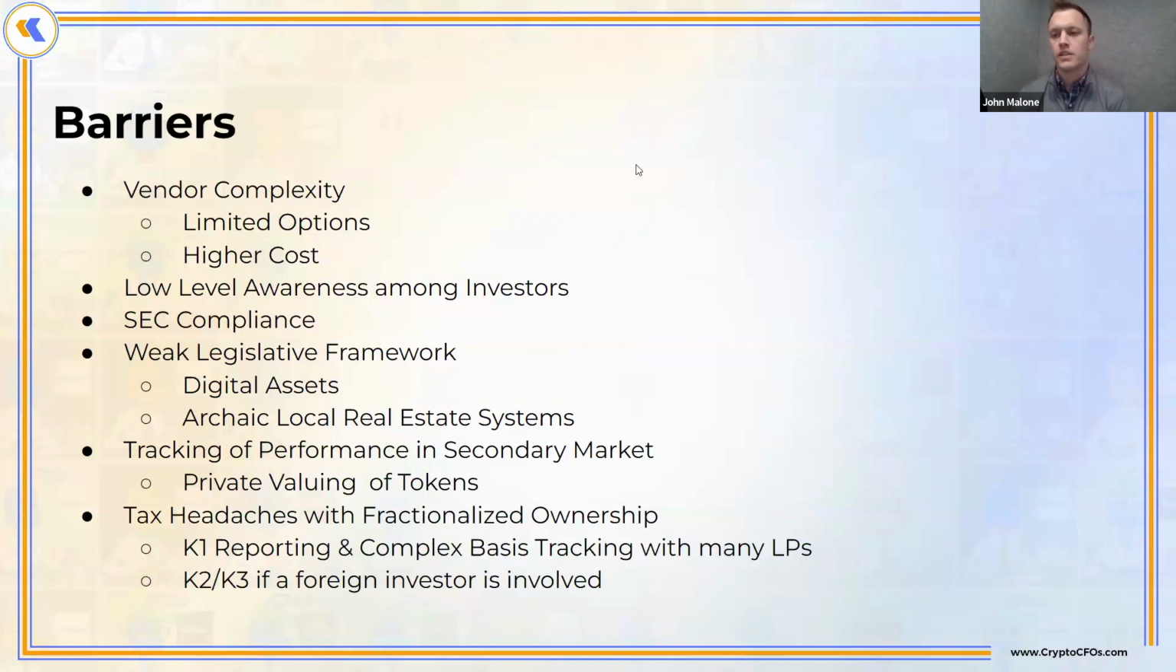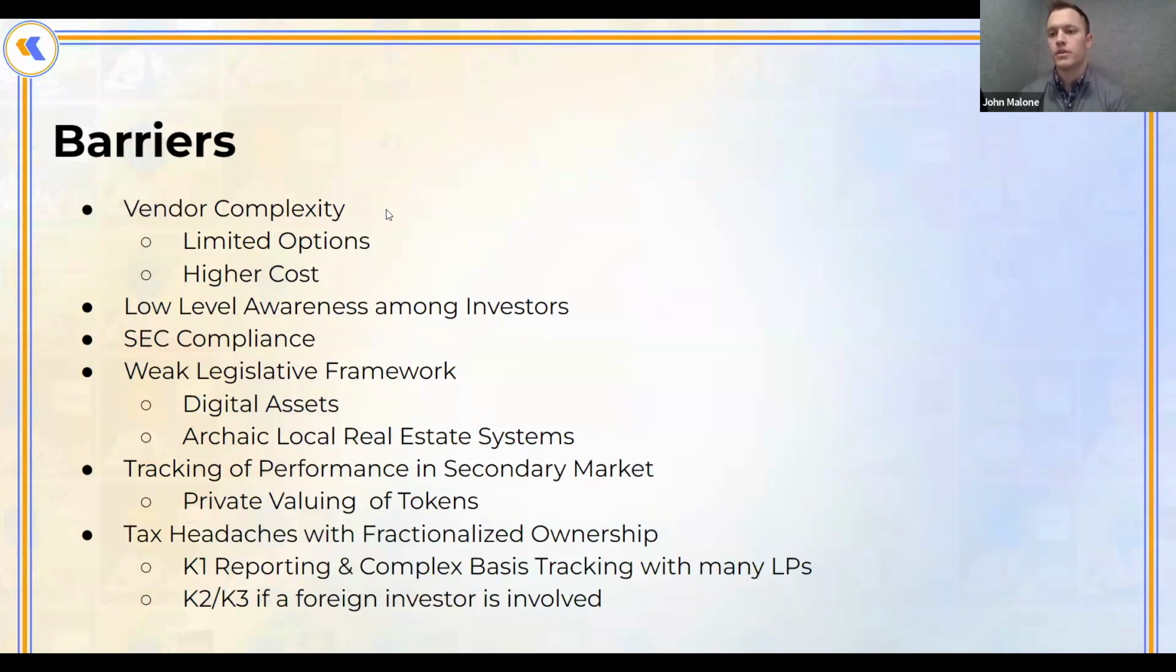So the digital asset space and the local real estate systems are pretty archaic in comparison to a lot of the technologies that we do have. So that's something that needs to be contended with. Tracking of performance in the secondary market, right? The private valuing of tokens is something that we'll talk about a little bit more. And then Greg's going to get into partnership tax, right? With fractionalized ownership, there's additional reporting, especially if foreign investors are involved, which is a big difference. So that's something we'll talk about a bit more as well.